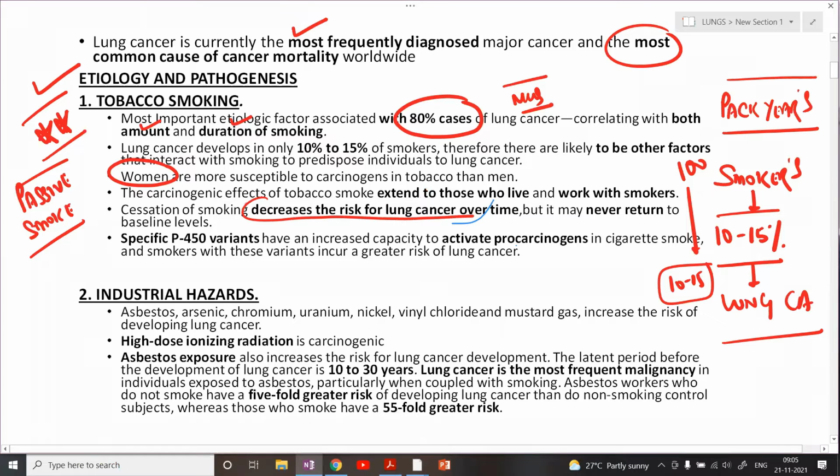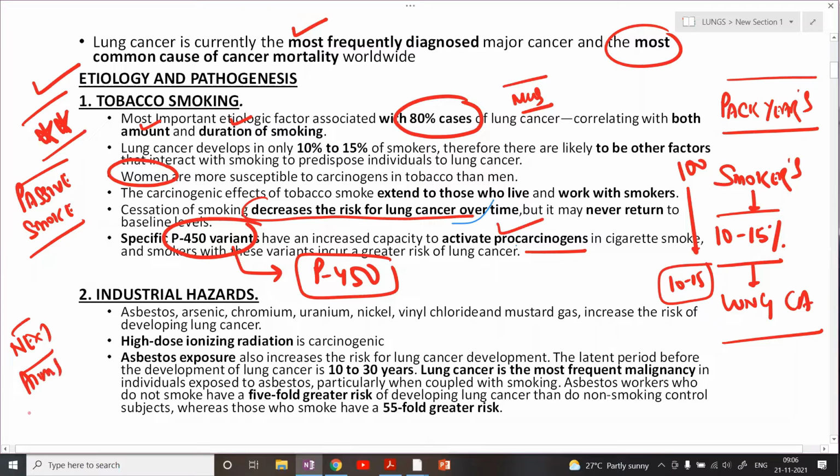Genetically, certain individuals have a different form of the P450 enzyme system, and they may have an increased capacity to activate the procarcinogens present in the smoke. As a result, individuals with such variant forms of the P450 enzyme system are more prone to lung cancer. Why am I stressing all these points? Because in your next exams or the AIIMS exam, they ask questions like: all of the following are true regarding tobacco smoking in lung cancer, except. If you don't understand these individual terminologies, you will not be able to rule out those options.